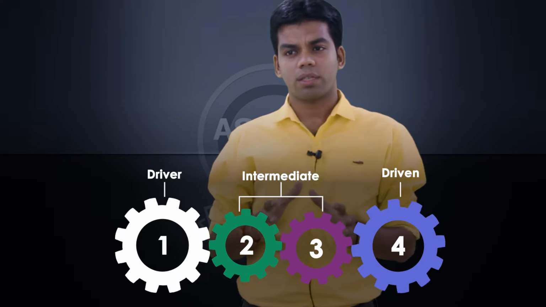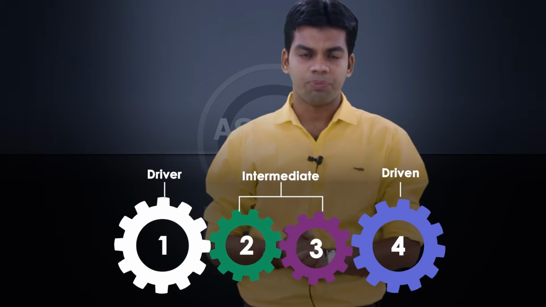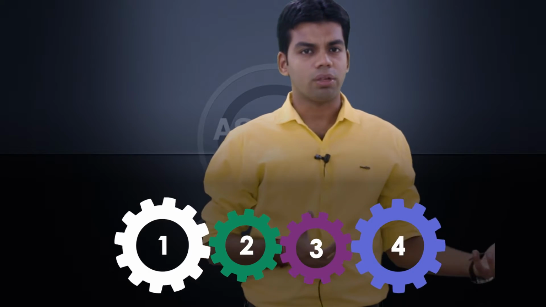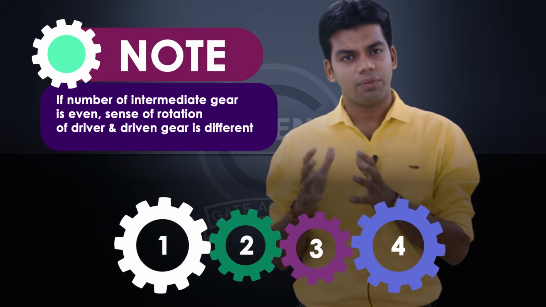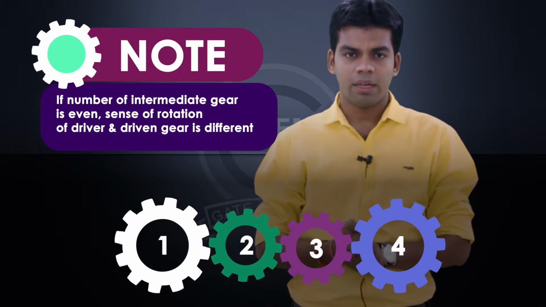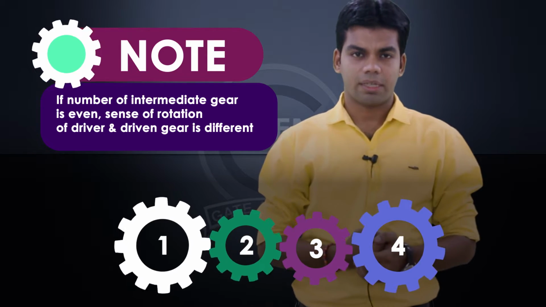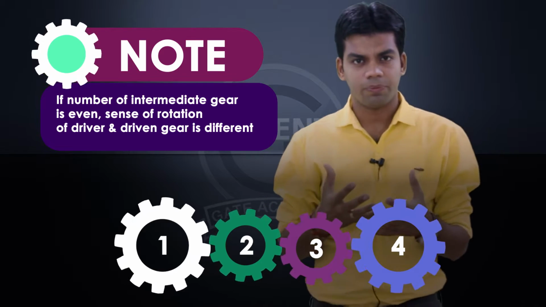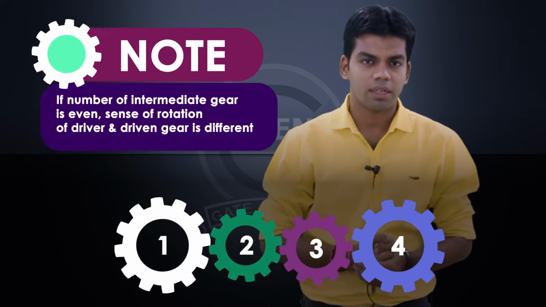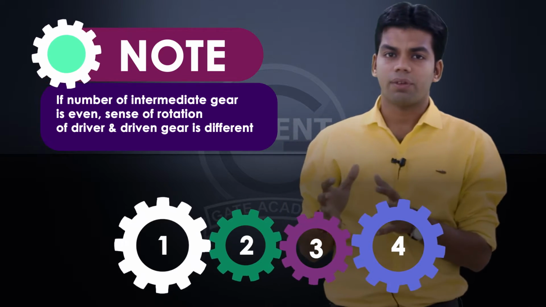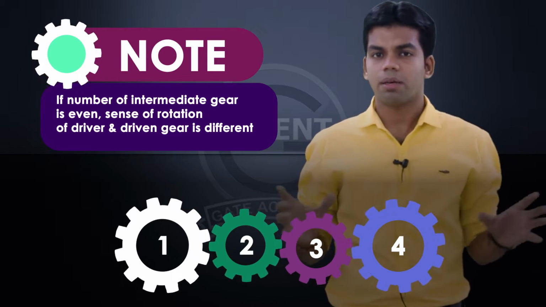Now one thing you can notice here: gear 1, let's suppose, is moving in clockwise direction, gear 2 will move anti-clockwise, gear 3 is clockwise, and gear 4 is in anti-clockwise direction. That means if the number of intermediate gears is even, then the driver shaft and the driven shaft will rotate in opposite directions. Getting this? If the number of intermediate gears is even, like here where we are using 2, or if you are using 4 or 6 intermediate gears, then the direction of the driver shaft and driven shaft in a simple gear train will be opposite.